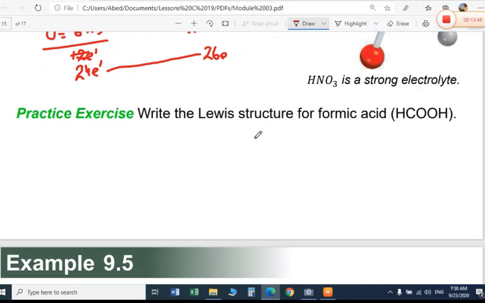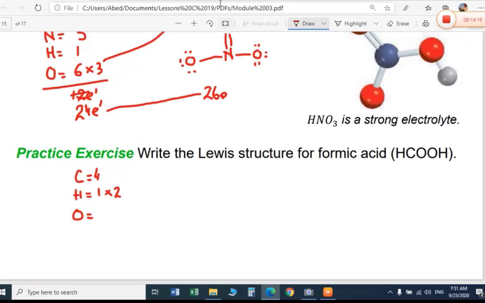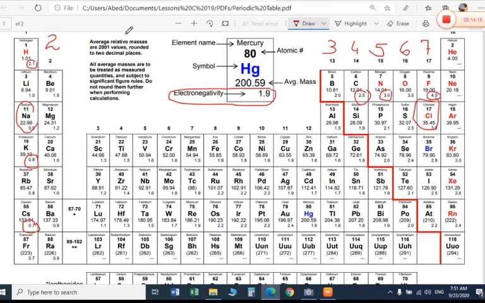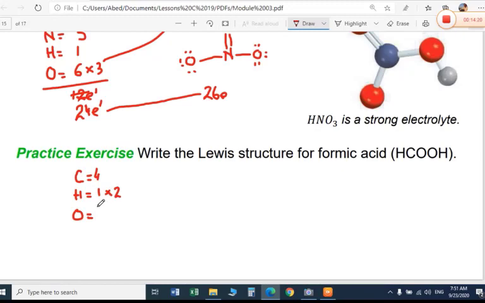So for formic acid, start again with step 1, the total valence electrons. So I will write here: carbon has 4 electrons and hydrogen has 1 electron, but there are 2 hydrogens, as you see in the question. Then how many does oxygen have? We have just seen that oxygen has 6. Let me check here. Oxygen is 6. Yes, sure.